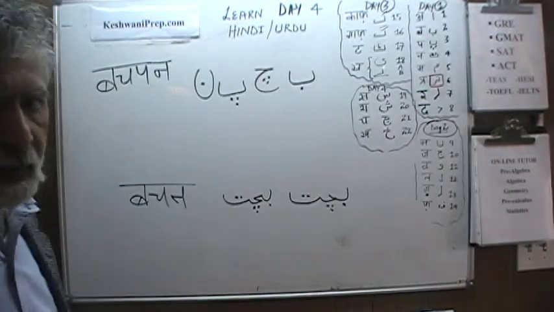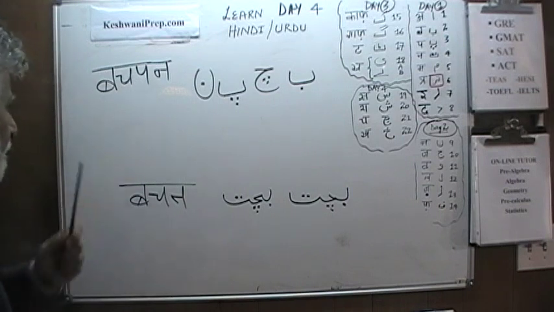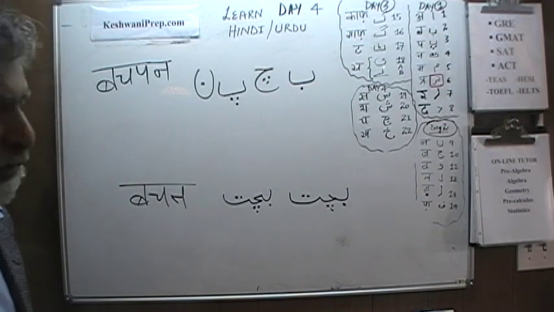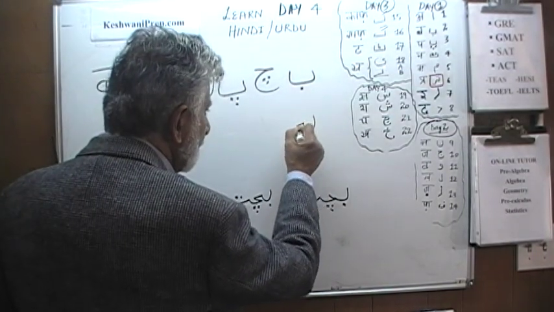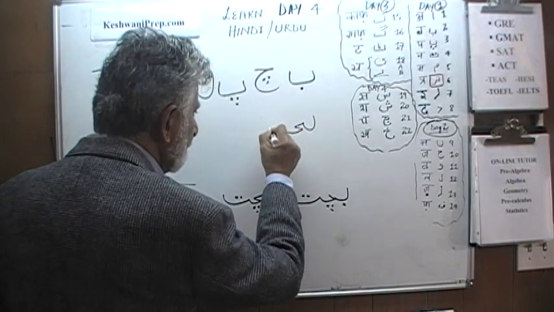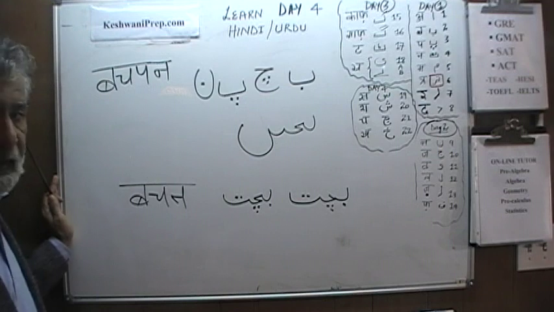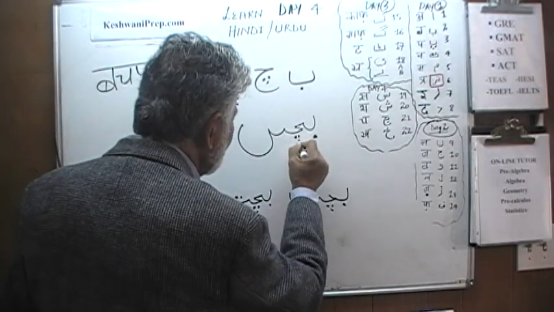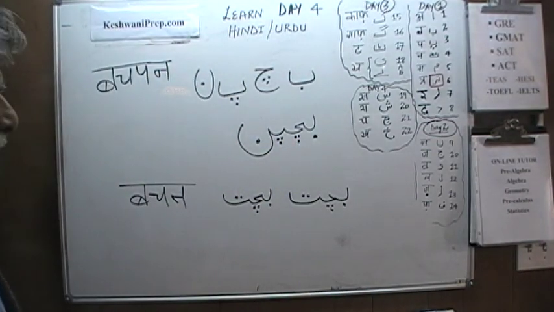We have to put them together. We already put them together in Hindi because there is nothing to put together. You just write them next to each other. Ba, cha, pa, na. Bachpan. Bachpan as in childhood. Let's see how we're going to put them together. So here is our ba, here is the cha, here is the pa, and here is the na. It's going to take a lot of dots. It's going to take about 8 dots. Ba, cha, pa, and na. Bachpan. Childhood.